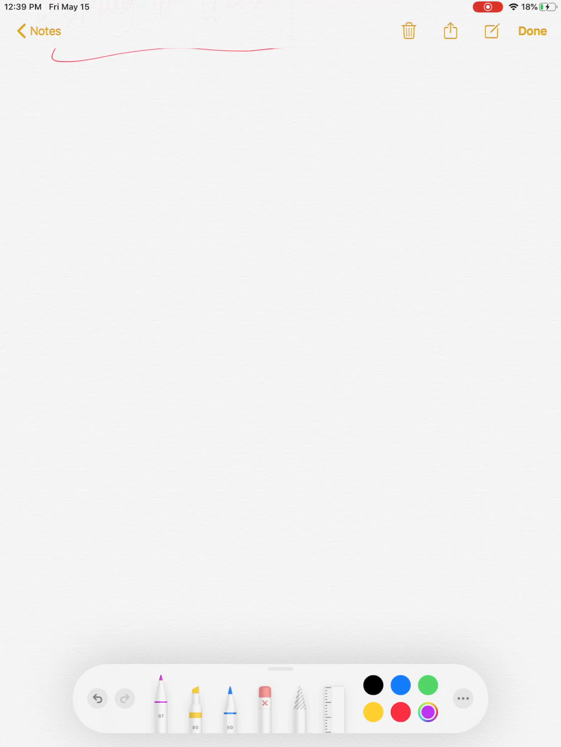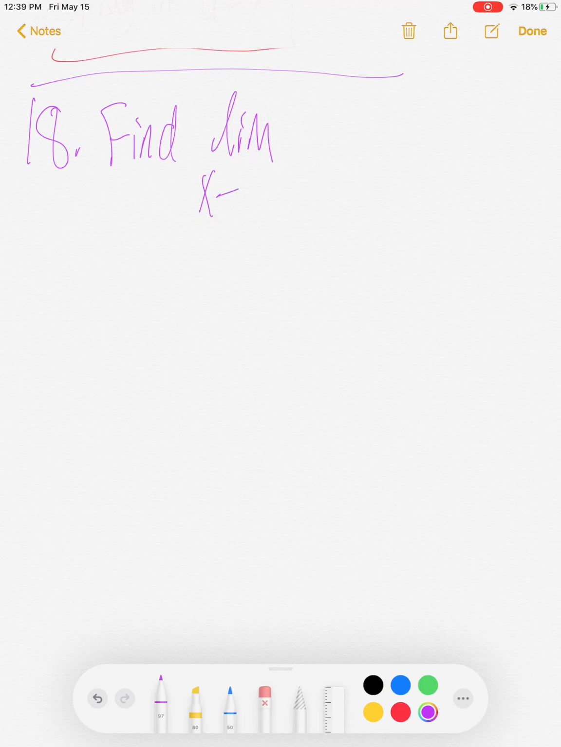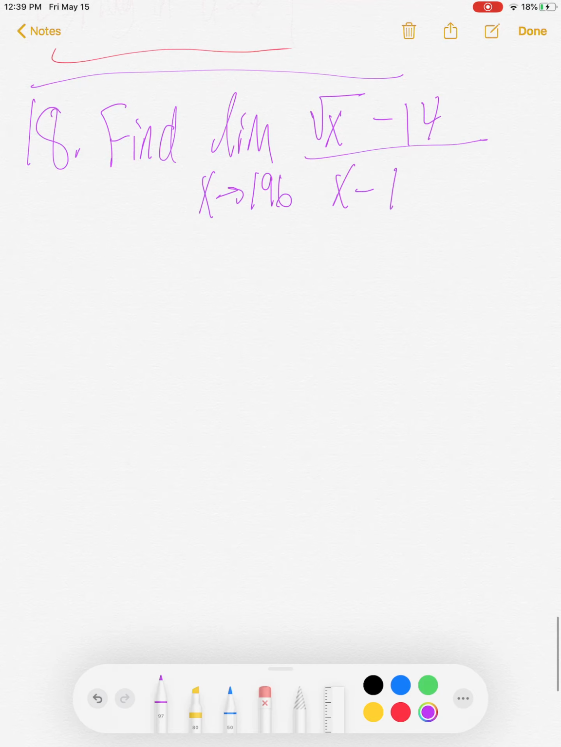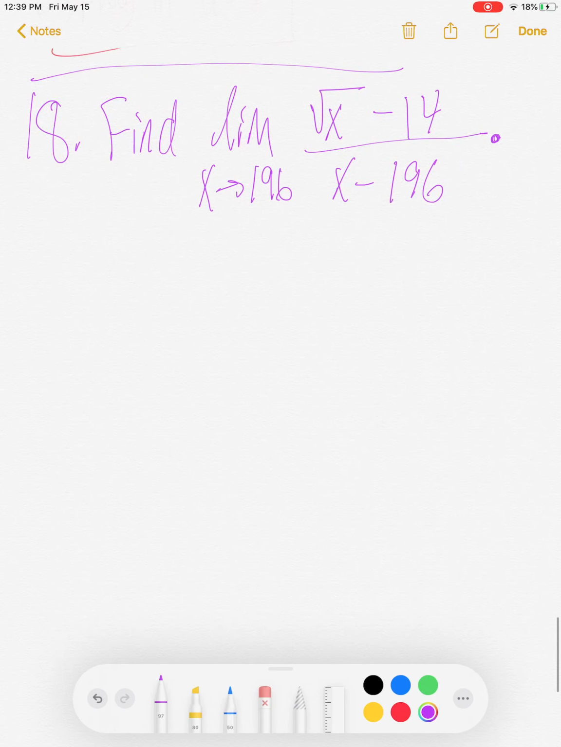Okay, next is problem 18. And for 18, we are again going to find a limit. In this case, I would say this limit probably has a face that only a mother could love. I'm sorry, limit, but you know it's true. So the limit as x approaches 196 of the square root of x minus 14 over x minus 196.